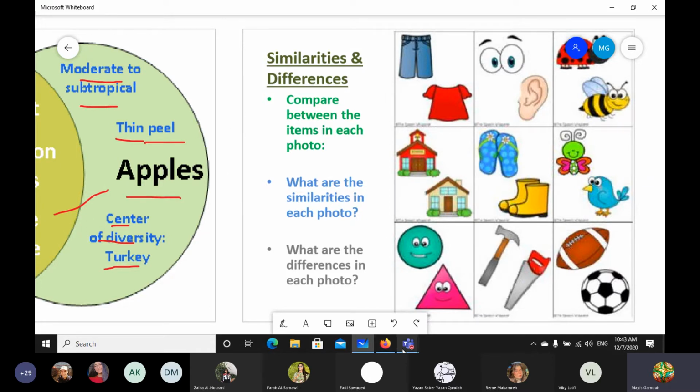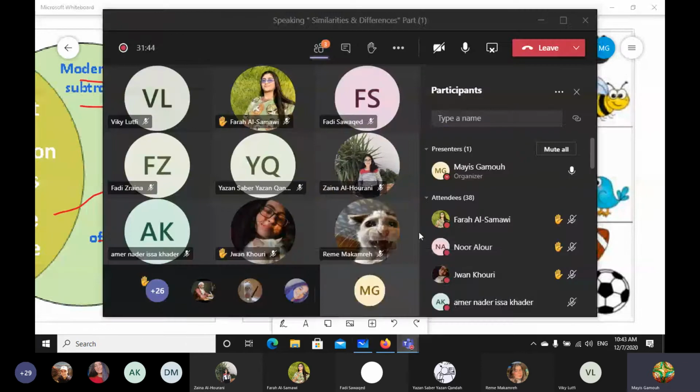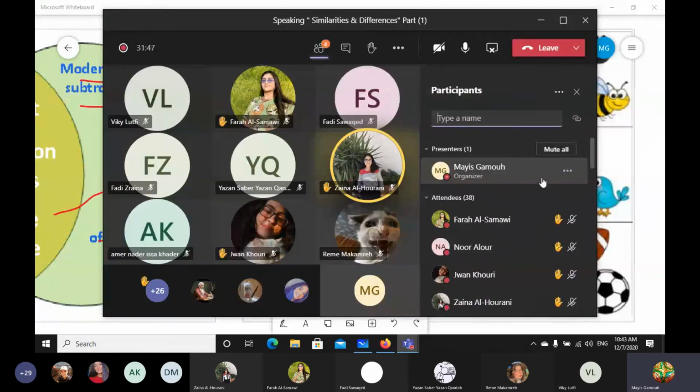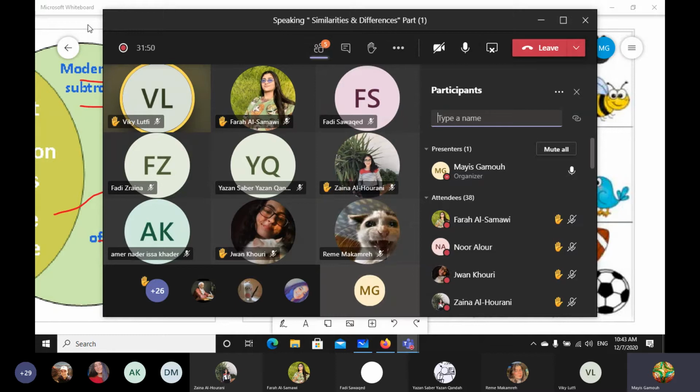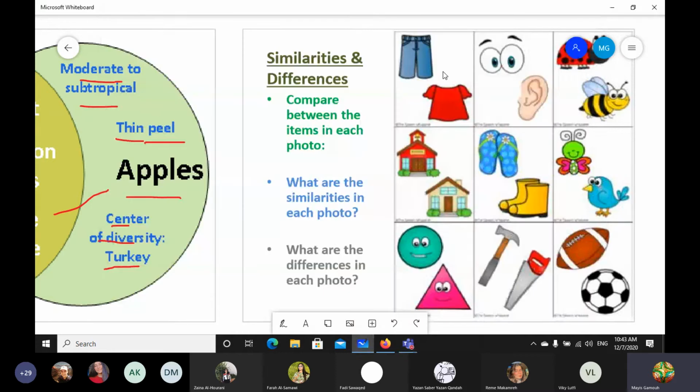Let's go to the students list and see who would like to talk. Let me see. Noor Alwer. Let's go back to the photo. Which one would you like to talk about, dear? The one with the houses. All right, go ahead. Yeah, Samir. They're both houses, but on the other hand, they are different colors.